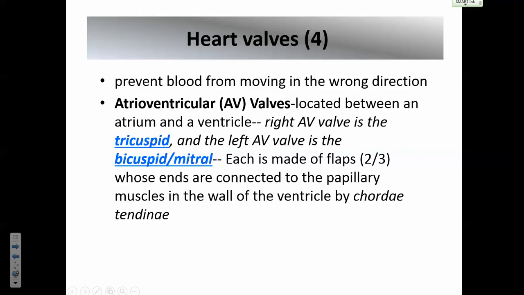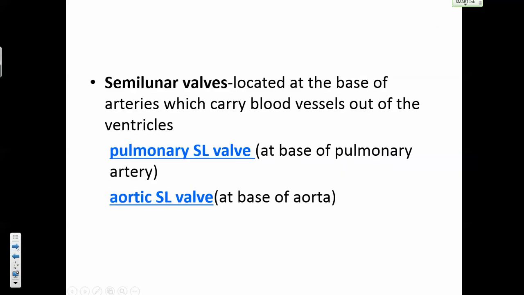All right, and then here are the semilunar valves at the base of the pulmonary artery or pulmonary trunk, and I should say trunk there, and the aorta. The whole purpose of these valves is to prevent a backflow.